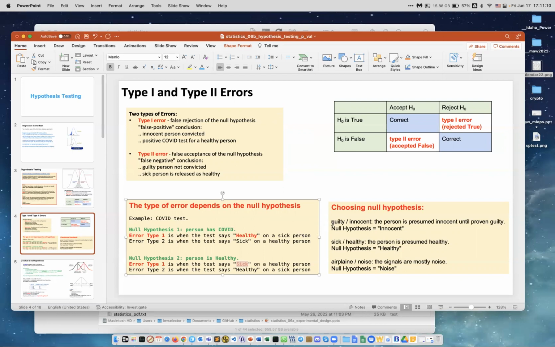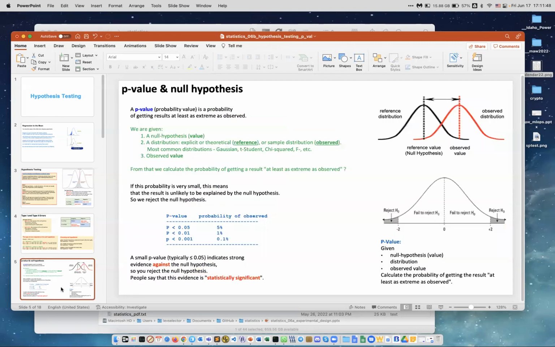Like, for example, in life, guilty or innocent. The person is presumed innocent until proven guilty. So the null hypothesis is innocence, and we need to prove that he's not innocent. Sick, healthy: the person is presumed healthy. So null hypothesis, healthy. Airplane or noise: when we're trying to detect an airplane, the signals are mostly noise, so the null hypothesis is that it is noise. And we want to prove that something which we see on the screen is actually not noise, and then we say it's a plane.